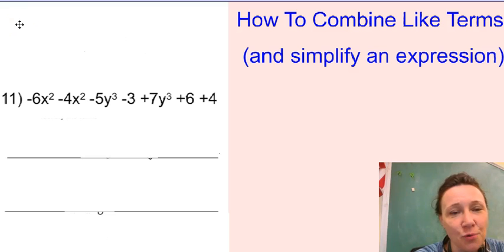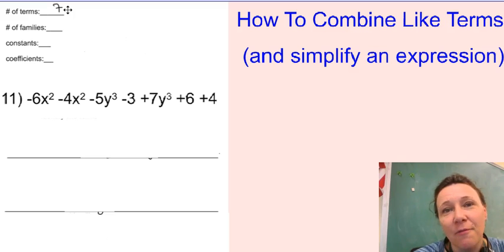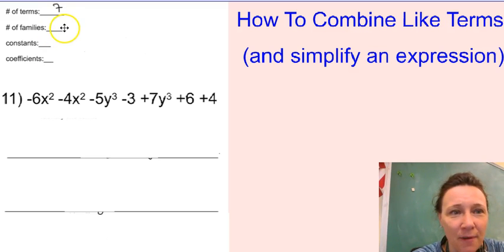And one thing that we always have to remember in mathematics is that we really need to start with observations to understand better what's in front of us. For example, we should notice the number of terms in this expression. Count each of them, and you will find that there are 7. How is it different from the number of families? Remember, when we talk about families, we mean like terms, really more than one. More than one like term makes what we call a family.